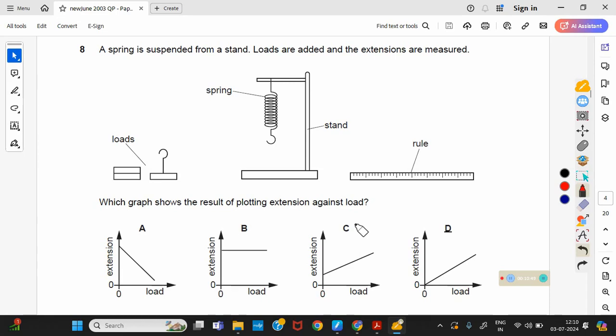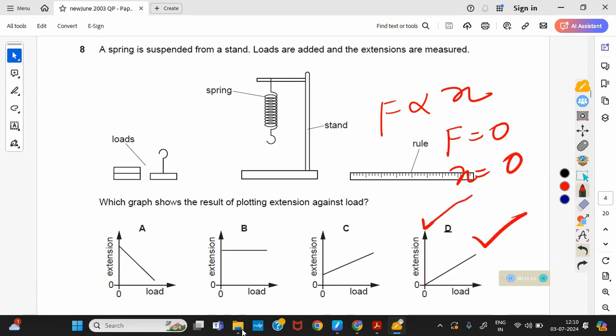So we know that from Hooke's law, F is proportional to extension x. So there will be a linear graph sloping up and the line should be straight. And the important thing is the line should start from the origin. If there is no load, if F is 0, then extension should be 0. So it should start from the origin. So option D is right.